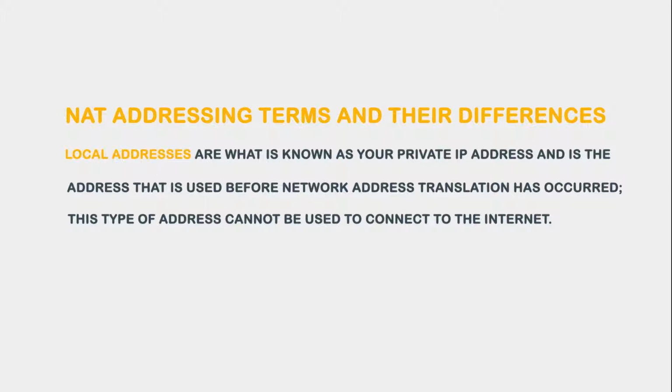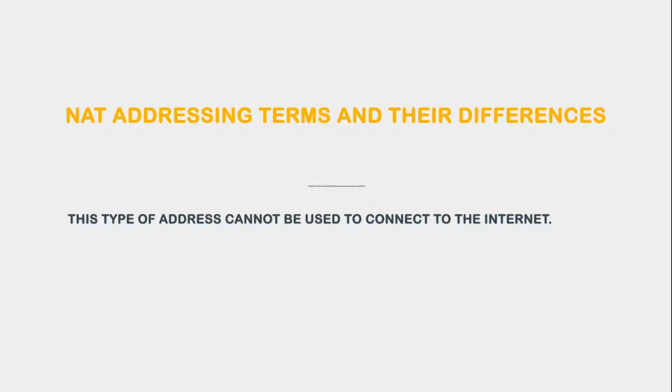Local addresses are what is known as your private IP address and is the address that is used before network address translation has occurred. This type of address cannot be used to connect to the internet. Understanding the differences between local and global addresses, let's move on to the final 4 terms.